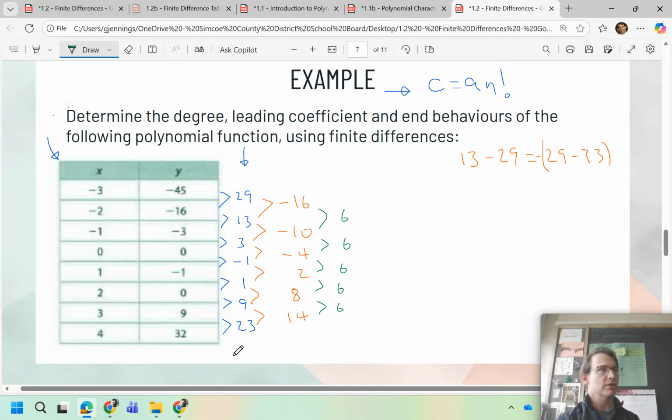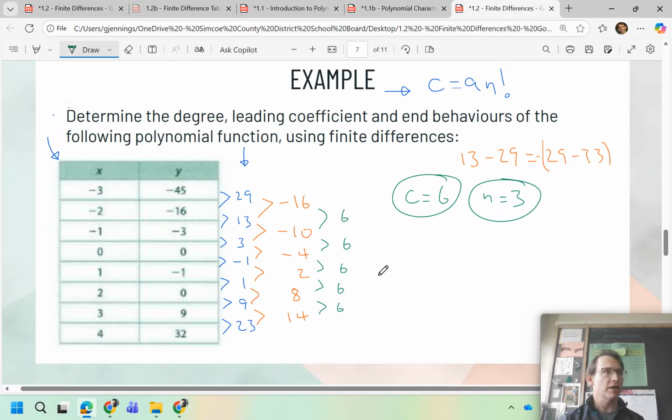What degree is this function? This is a cubic. Good. This is a degree 3 polynomial. And we just found out that c equals 6, and our n is 3. So we are degree 3, and we are constant value 6. So what sign is the leading coefficient? Are we positive or negative? Positive. We're positive here, and so we can tell the end behaviors. As x goes to negative infinity, y goes to negative infinity. As x goes to positive infinity, y goes to positive infinity.